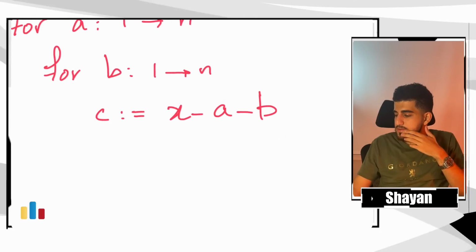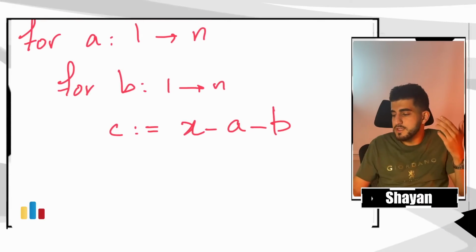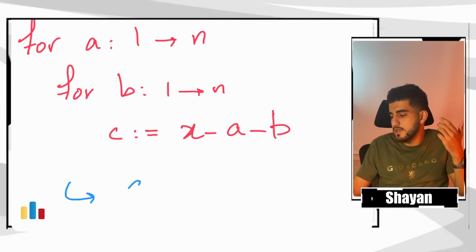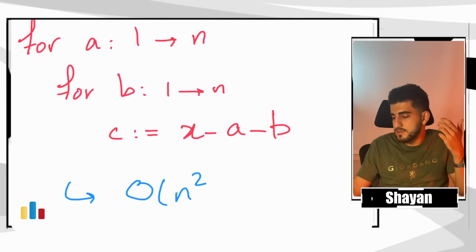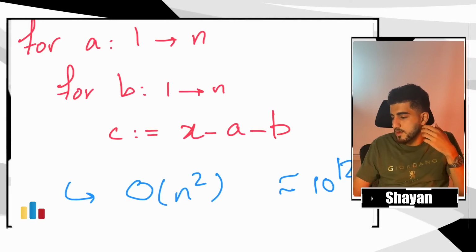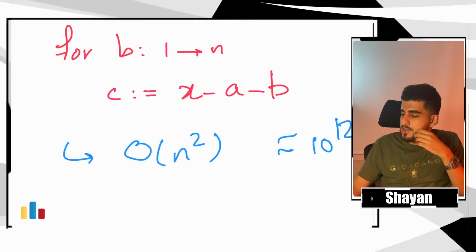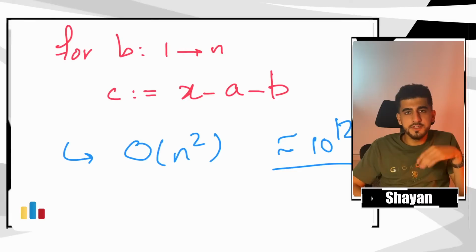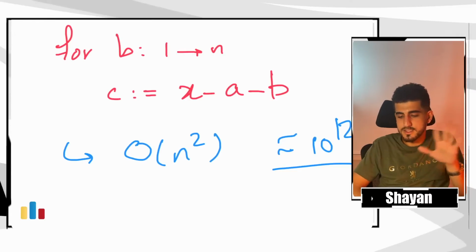So by doing this, we have optimized our solution and improved it to O of n squared. It's not good yet. It is still around 10 to the 12. So it's still not very good, but we reduced it by a factor of n. Is it clear?